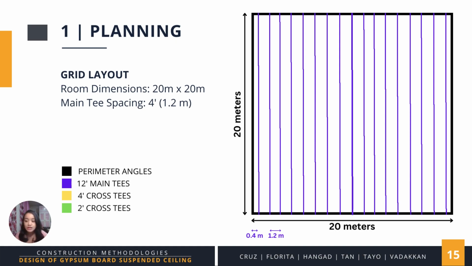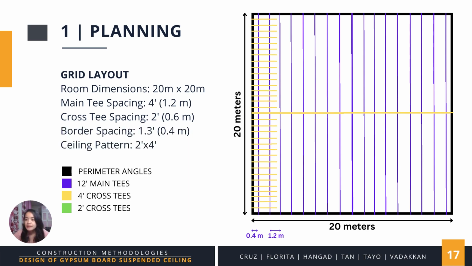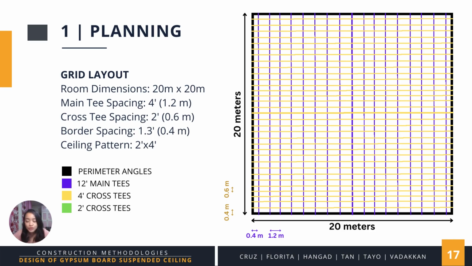If the space is less than 12 inches, try moving the center line by 1 foot in either direction and find the best layout. Next, add the 4-foot cross tees using the same procedure done with the main tees. Once the center line is established, place the main tees at 2 feet or 0.6 meter intervals.